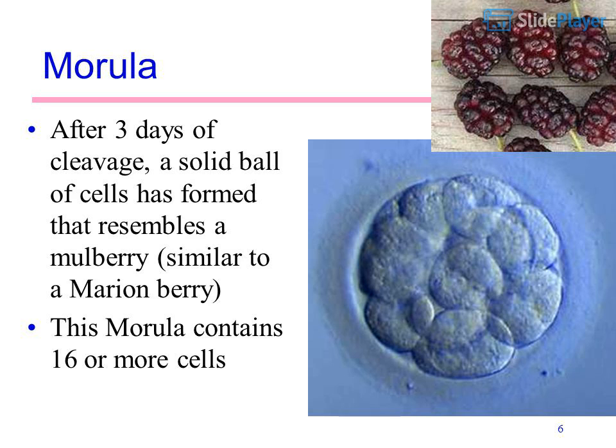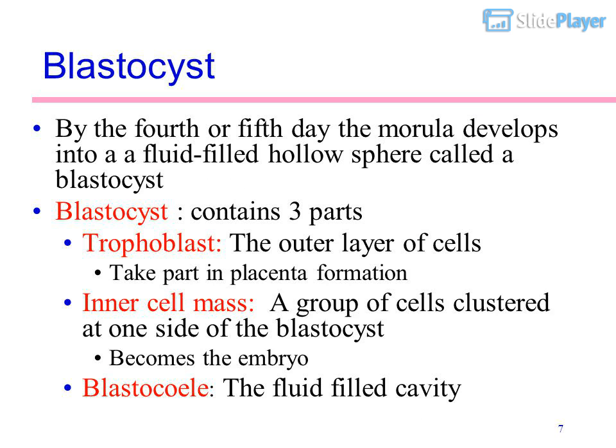Morula. After 3 days of cleavage, a solid ball of cells has formed that resembles a mulberry, similar to a marionberry. This morula contains 16 or more cells. Blastocyst. By the 4th or 5th day the morula develops into a fluid-filled hollow sphere called a blastocyst.